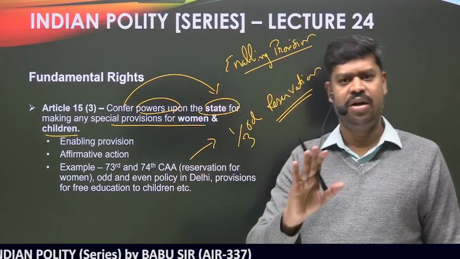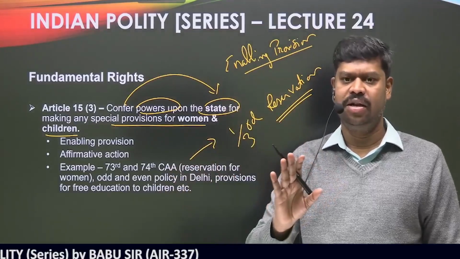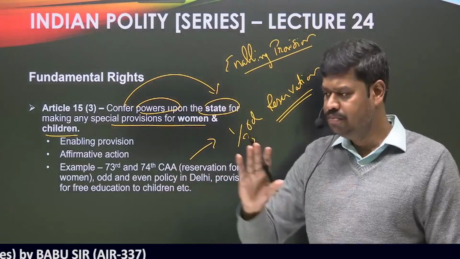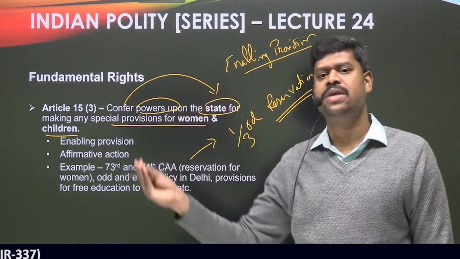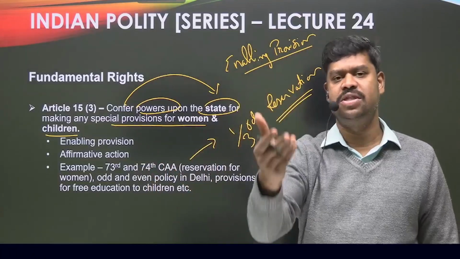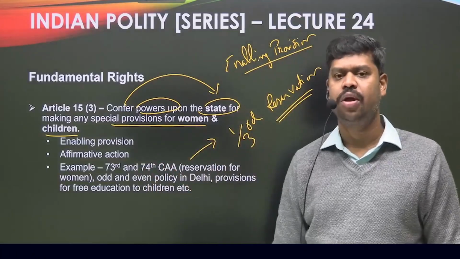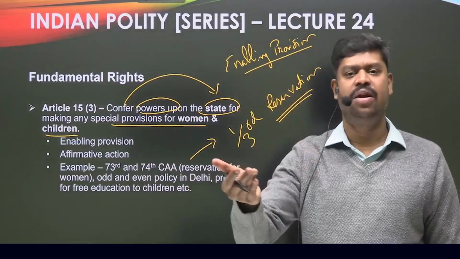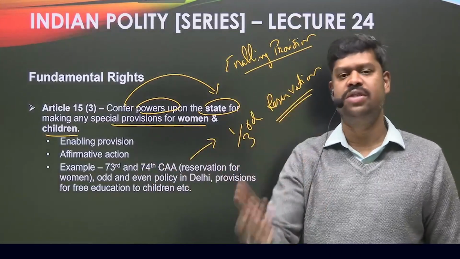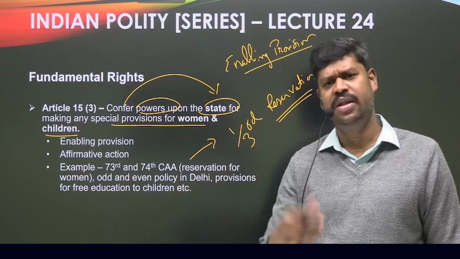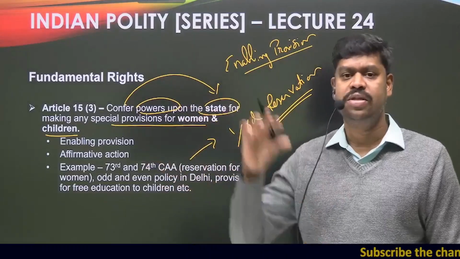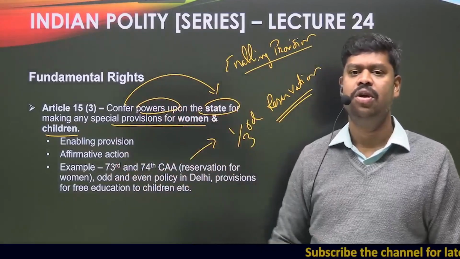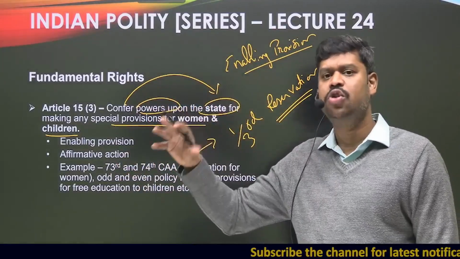Article 15 Clause 1 is a general principle. We understand that it talks about no discrimination. But if you read Article 15 Clause 3, it also confers powers upon the state to make special provisions for the empowerment of women and children. So, by using Article 15 Clause 3, if the state wanted to confer some special privileges upon women and children, they can do that. And hence, it is coming under the principle of equal protection of laws. Or in other words, only equals are to be treated equally.